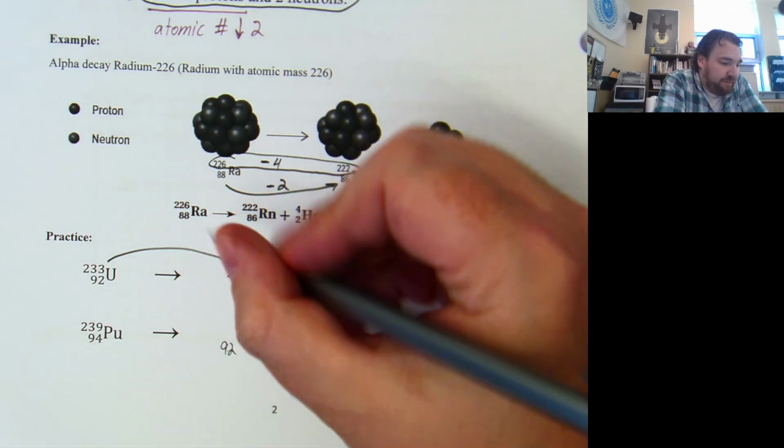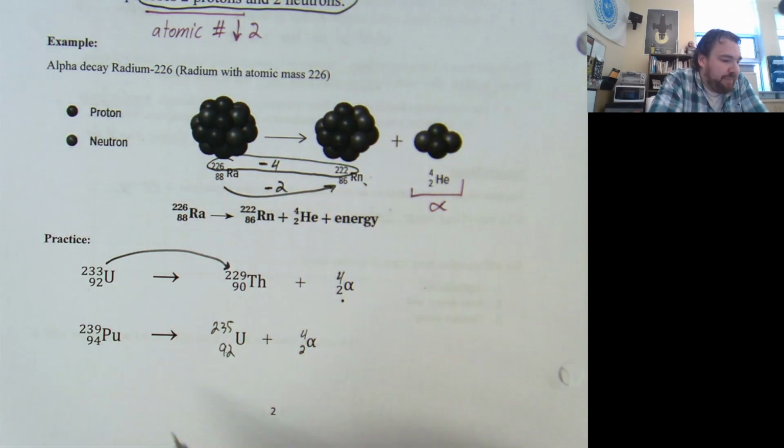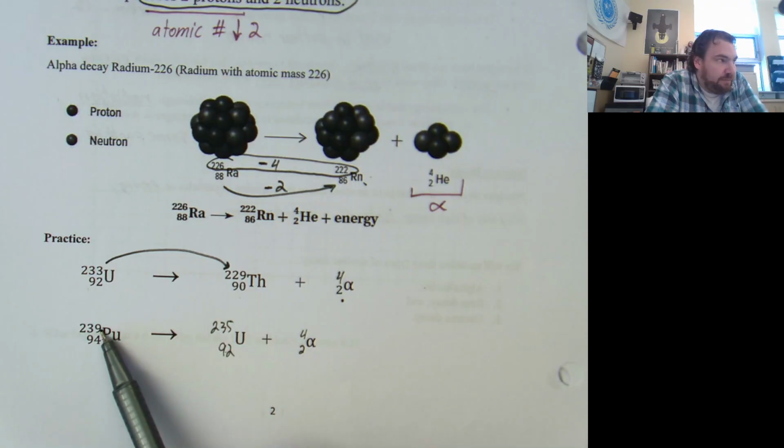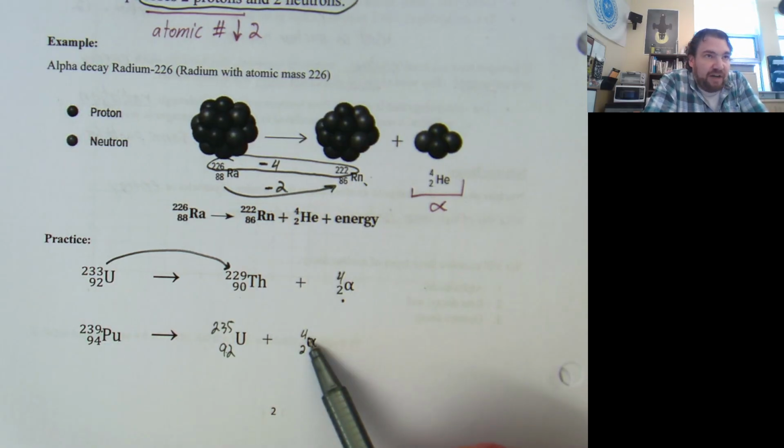Should be 235. Because it was 239, and 4 left with the alpha particle.